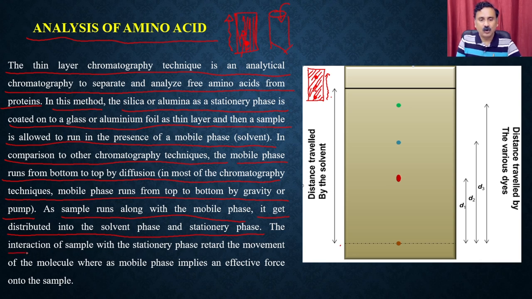The interaction of the sample with the stationary phase retards the movement of the molecule, whereas the mobile phase acts as the effective force. So when you apply the sample onto this, for example this spot, it is going to experience two different types of forces. It's going to have a driving force, which is exerted by the solvent molecules. The solvent molecules are going to try to push this molecule towards the top because they are running.